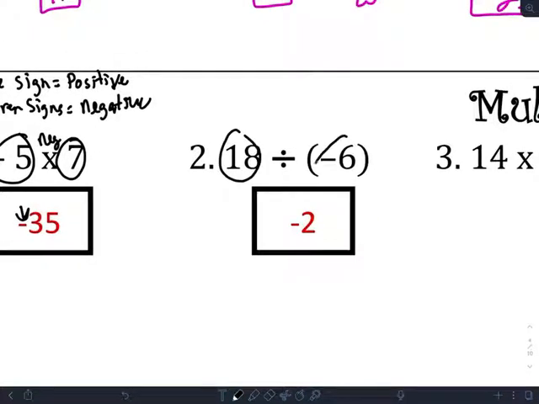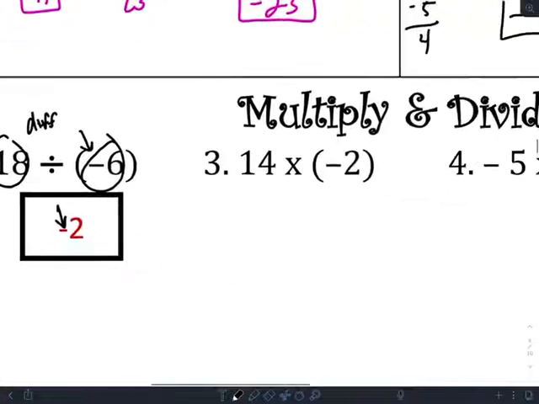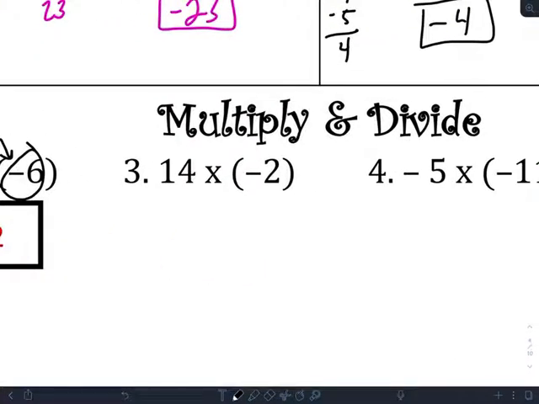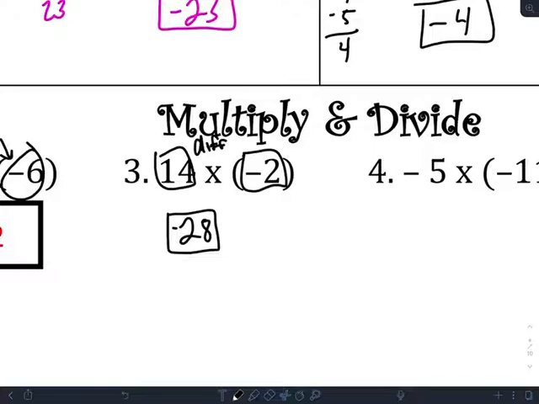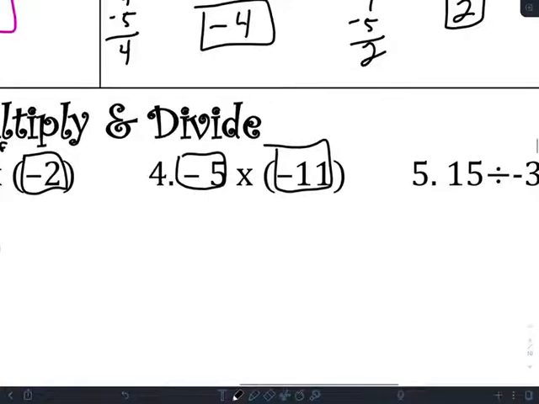Okay, 18 divided by negative 6, different signs. Therefore my answer is going to be negative. Number 3 is just 14 times negative 2. These are different. Therefore my answer is going to be negative. 14 times 2 is going to be 28, negative. Number 4, negative 5 times negative 11. Same sign, my answer is going to be positive. In this case, it's going to be positive 55.